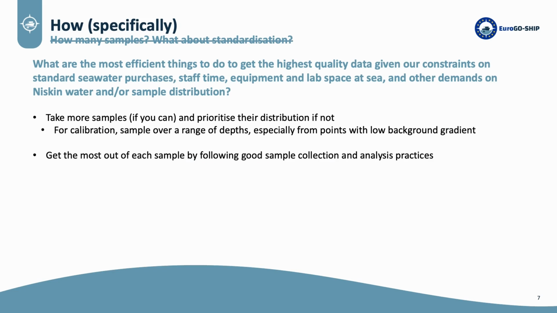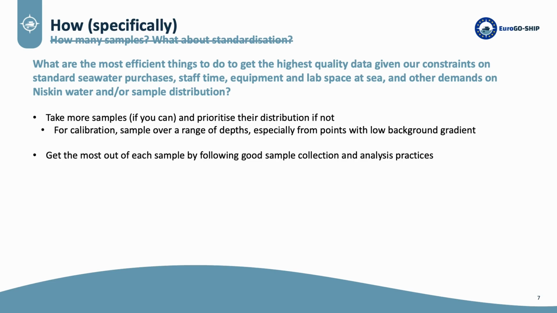So given that there are these trade-offs, there's not a single answer. Instead, the question is, what are the most efficient things to do to get the highest quality data given our constraints on standard seawater purchases, staff time, equipment and lab space at sea, and other demands on Niskin water or sample distribution?